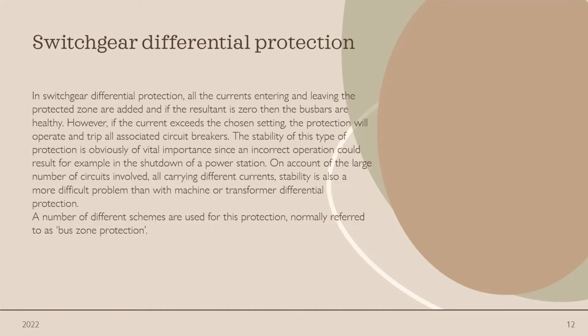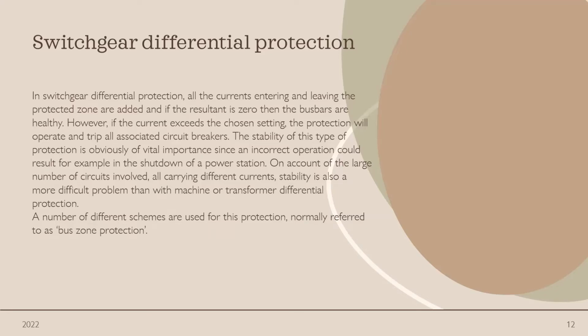Switchgear differential protection. In switchgear differential protection, all the currents entering and leaving the protected zone are added. If the resultant is zero, then the bus bars are healthy. However, if the current exceeds the chosen setting, the protection will operate and trip all associated circuit breakers. The stability of this type of protection is obviously of vital importance since an incorrect operation could result, for example, in the shutdown of a power station.